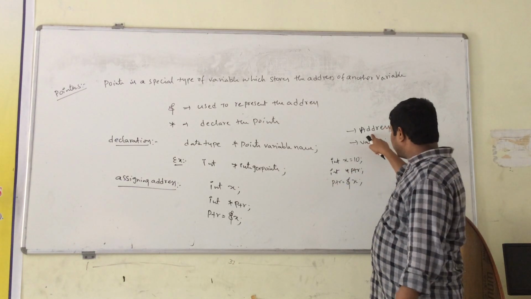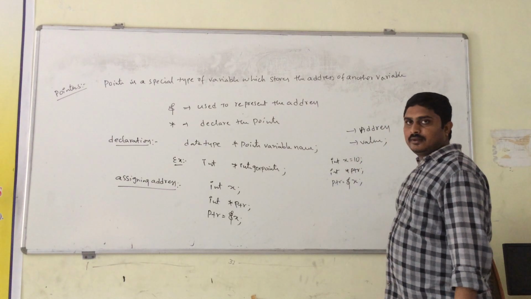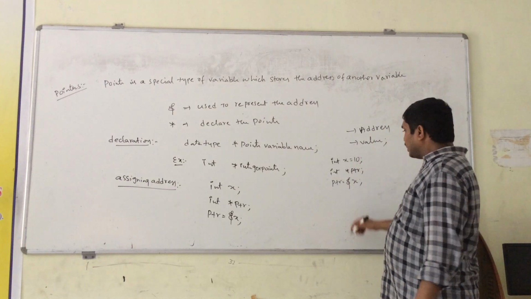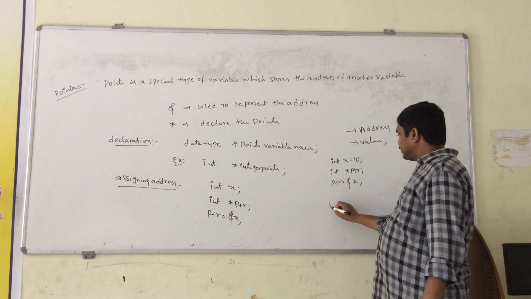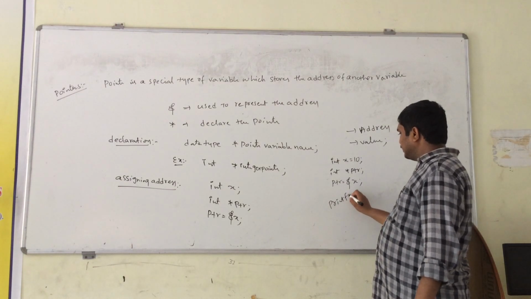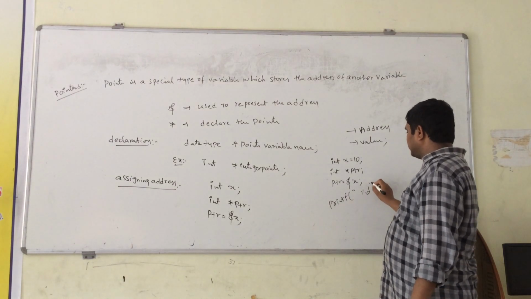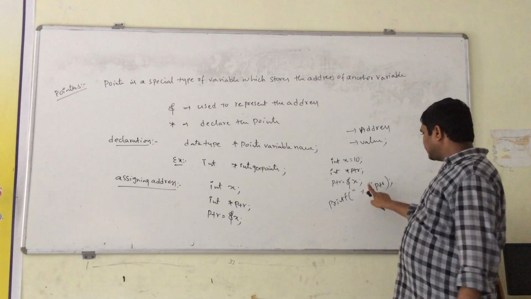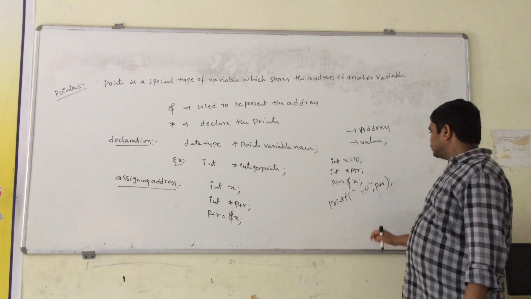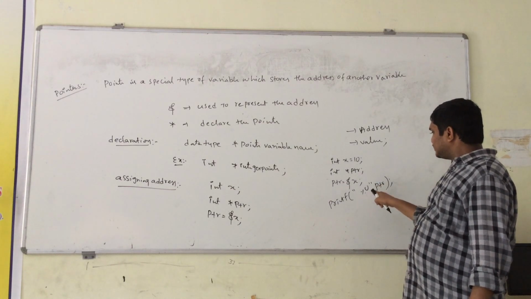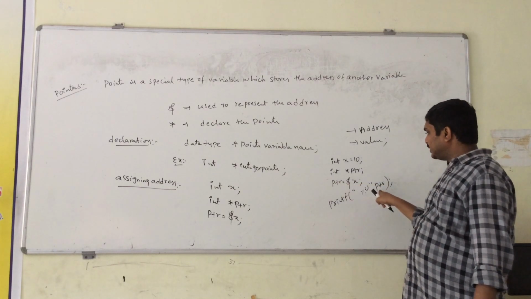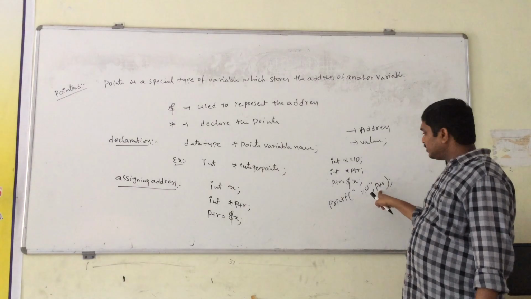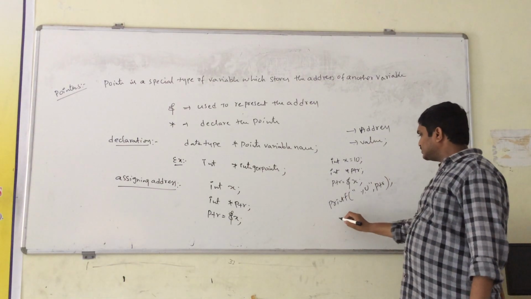First one is the address and second one is the value. For example, if you print printf("%u", ptr), here we are just printing the pointer value. Pointer value means it prints the address.